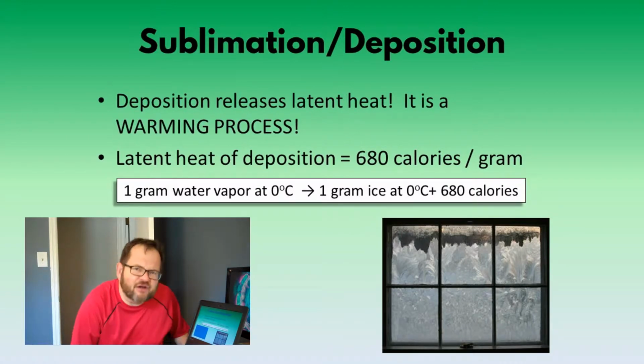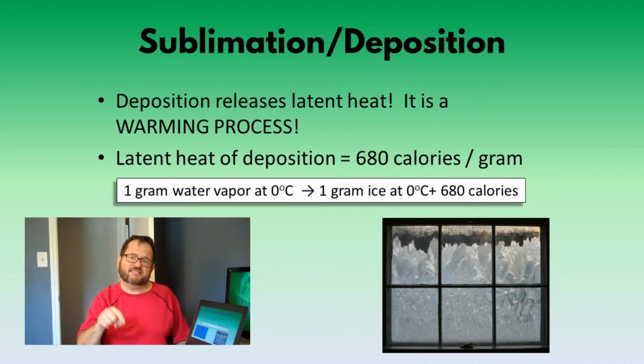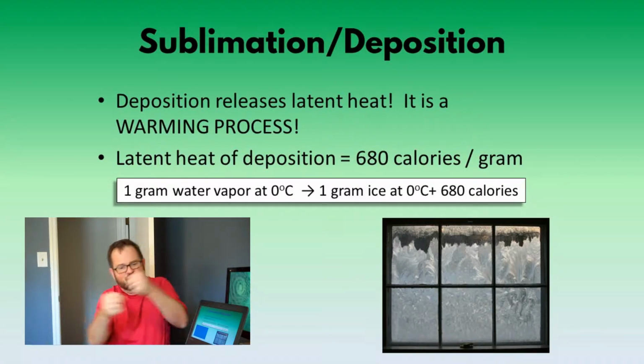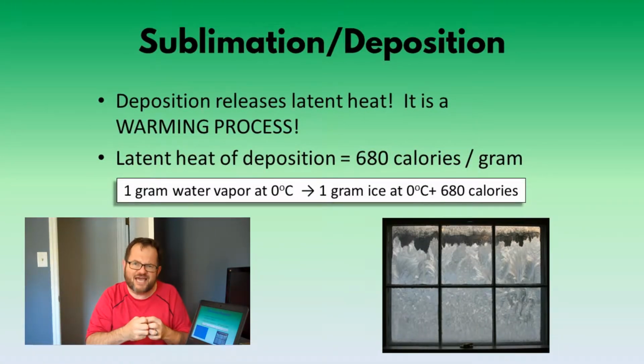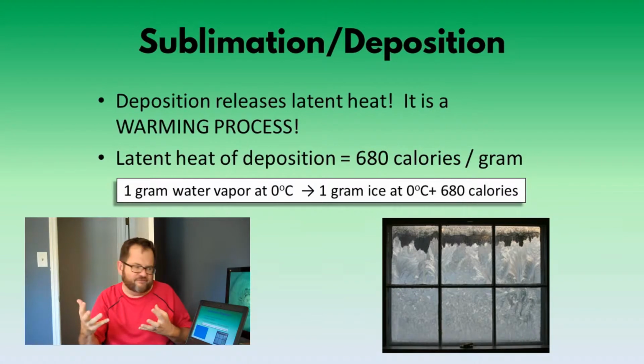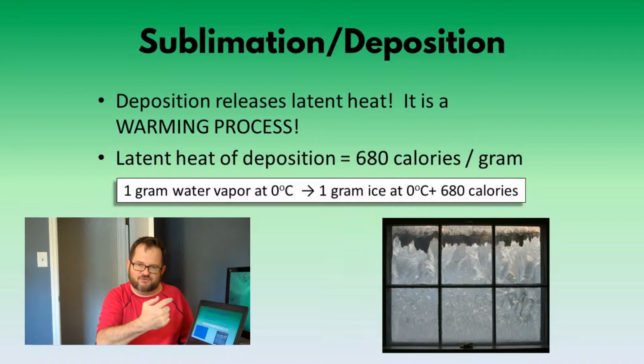Now that we're kind of seeing the pattern of this, it's probably not terribly surprising to you that the deposition of ice will be a process that releases heat, right? Those water vapor molecules that are moving around real fast are going to give up tons of heat to form an ice crystal. They've got to stop moving around. They're going to give off heat to the environment. It's a warming process. Every gram of frost that you form by deposition is going to be releasing a whopping 680 calories per gram.